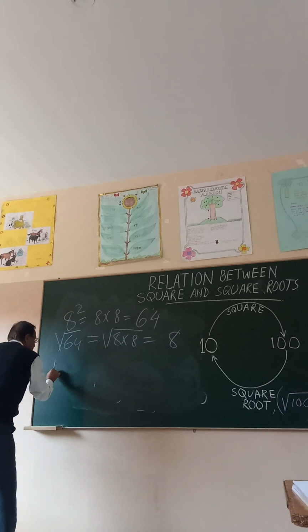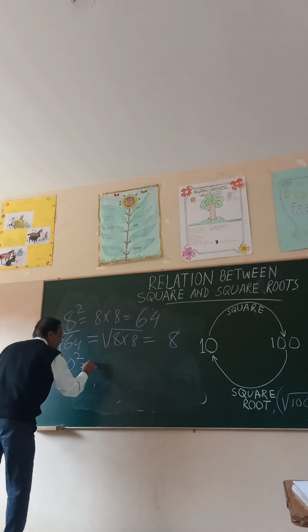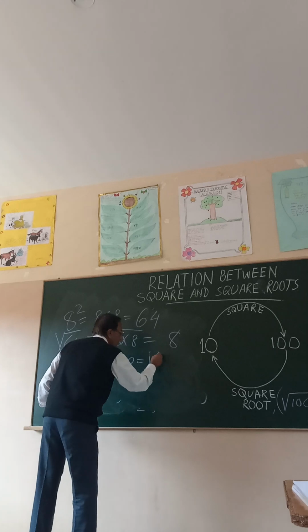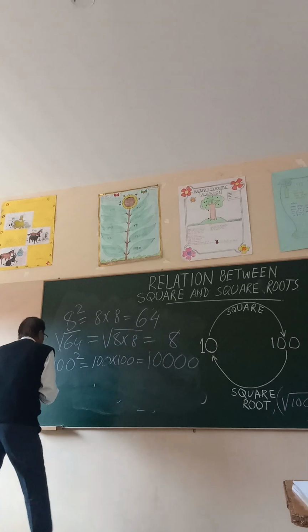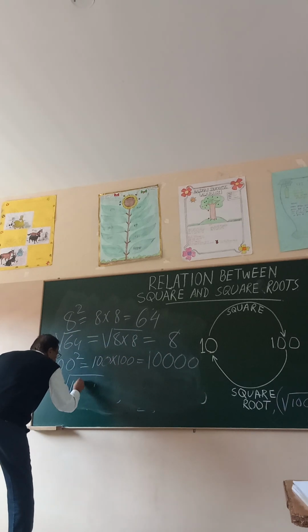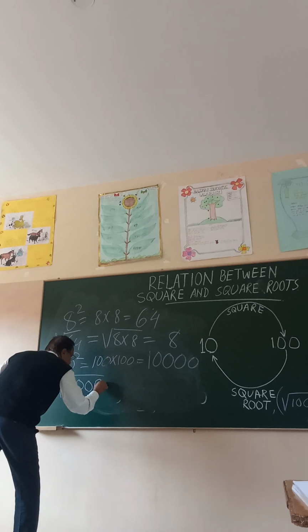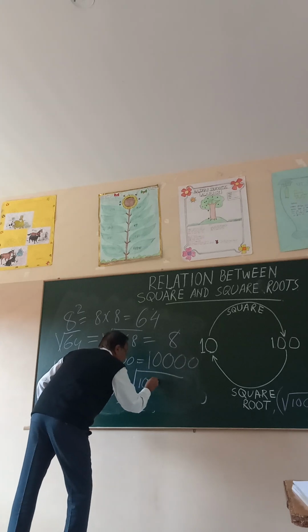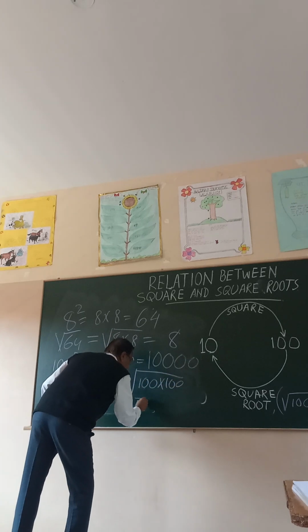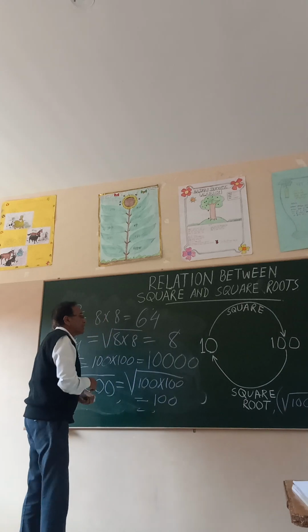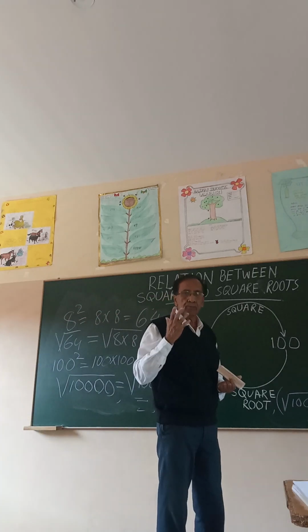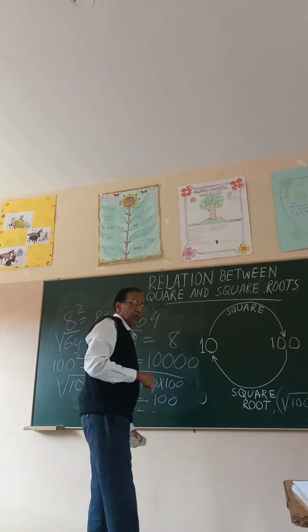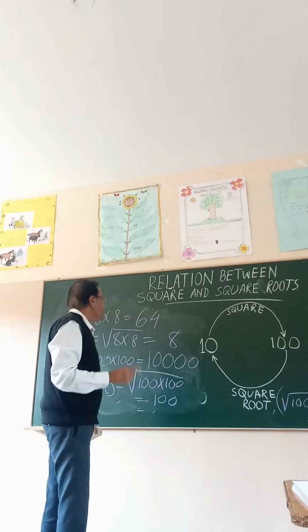Again, the square of 100 is equal to 100 into 100, which is equal to 10,000. Again, the square root of 10,000 is equal to the square root of 100 into 100, which is equal to 100. So we have already seen three examples that the square root is the inverse function of a square.